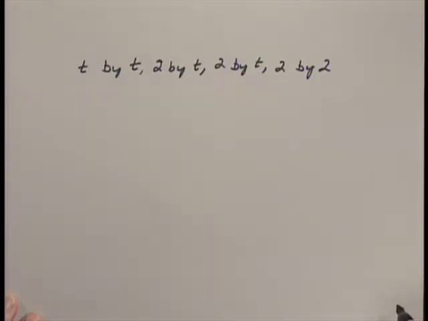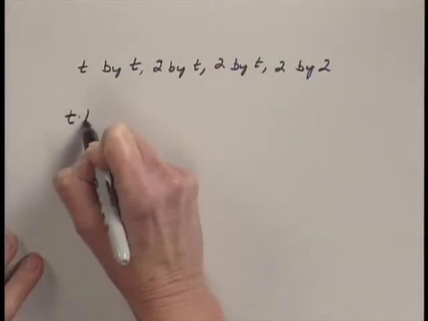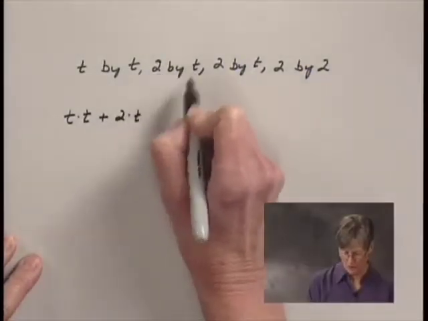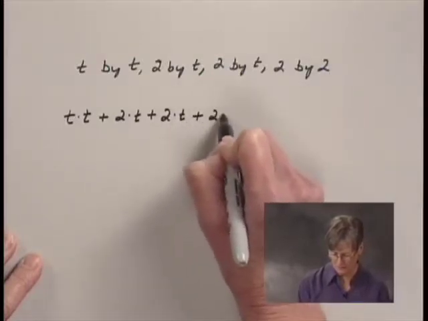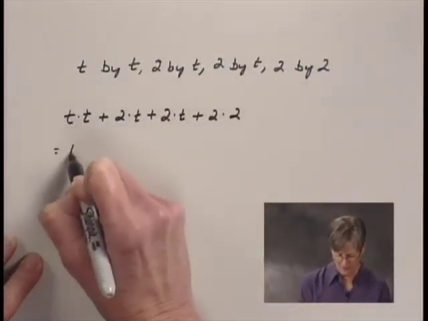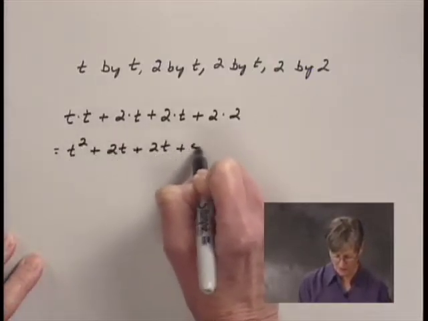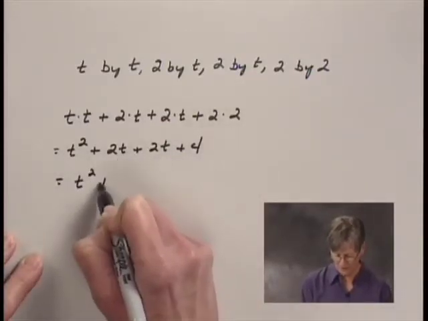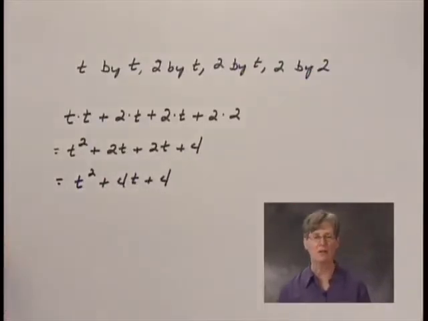So if we're regarding this as the sum of the areas of the four smaller rectangles, the areas are going to be t times t, 2 times t, and another 2 times t, and then 2 times 2. And we can simplify this. We'll have t squared plus 2t plus 2t plus 4. And when we collect like terms, we can collect the t terms. We'll have t squared plus 4t plus 4. So this is what we get when we regard the area as the areas of the four smaller rectangles.